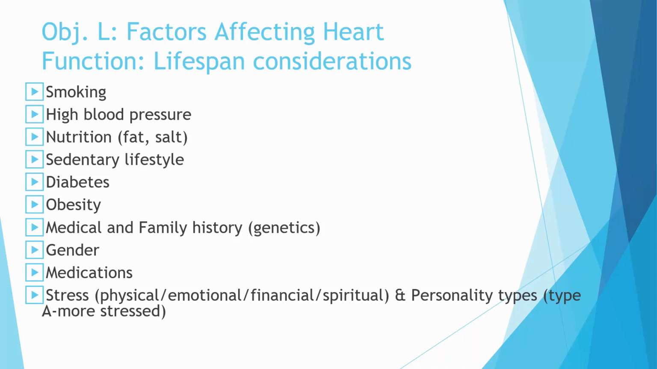There are several lifespan considerations affecting circulation. Some factors are modifiable and others are not. Modifiable risk factors are things we can change. These include smoking, nutrition, sedentary lifestyle, obesity, and stress. Non-modifiable risk factors are things beyond our control. We can't change them. These are family history, gender, personality types, among others.